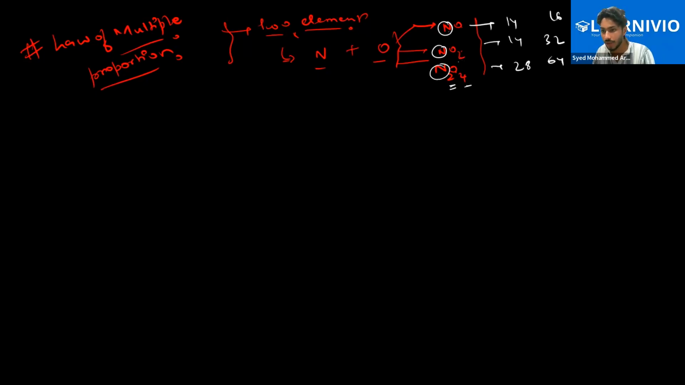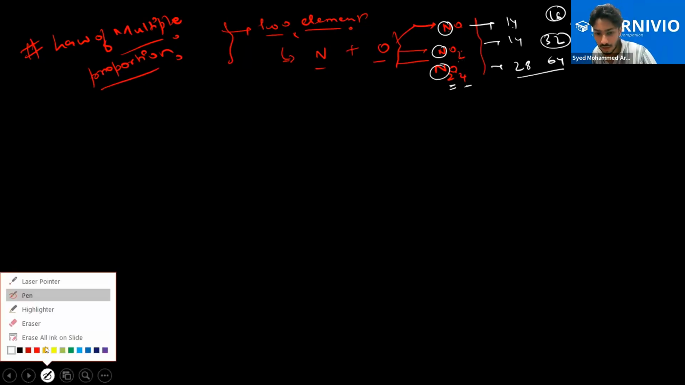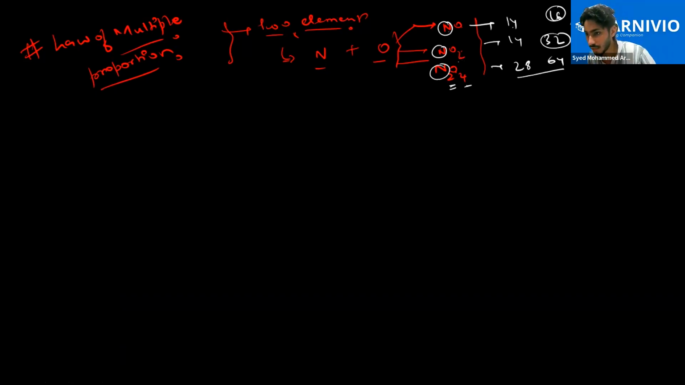So what I need to do is multiply the whole thing by 2 here. So I'll get 28 and here 16 multiplied by 2, 32. And if I multiply this 28 by 2 here, I'll get 64 here, and the remaining I am multiplying by 1, 28. Why am I multiplying this by 1? Because I need to make one element constant. I need the mass of one element to be constant, like 28.